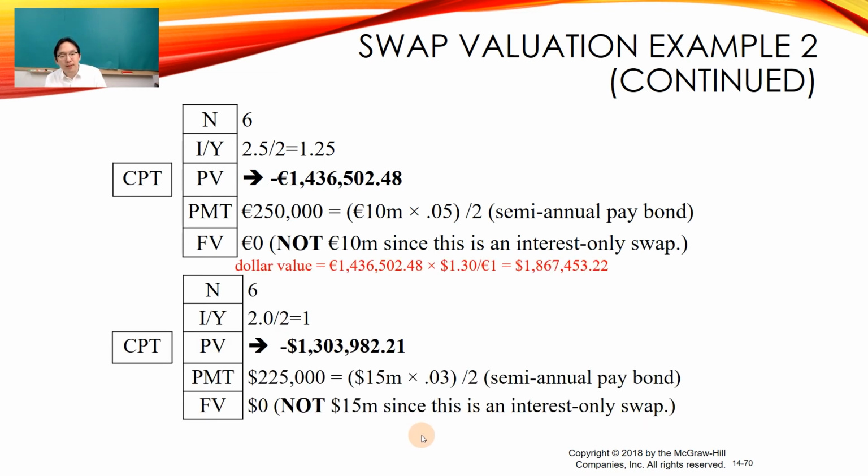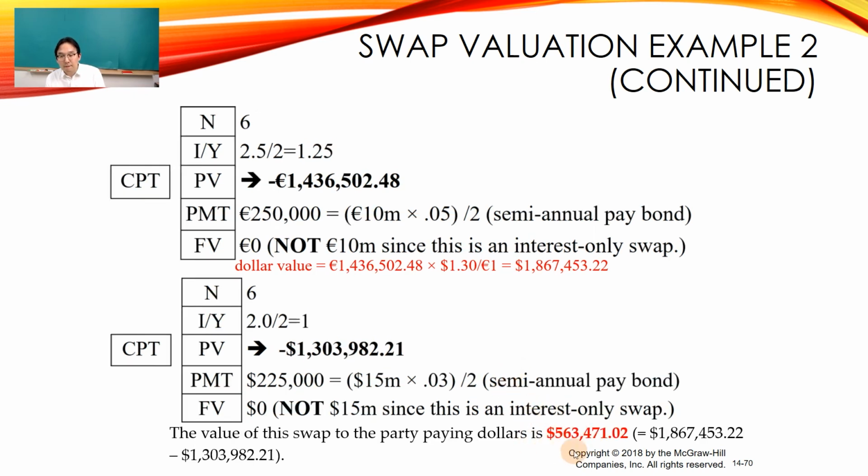Then, one thing you should not forget about the first cash flow is that this value is in euro currency. Don't forget to convert it into US dollars, which will be 1.86-ish million US dollars worth. And notice that it has to be cash inflow. And the other one over here is cash outflow. So plus and minus will happen. So this one minus that one will be 563,000-ish, right? Dollars value. The value of this swap is this, right?